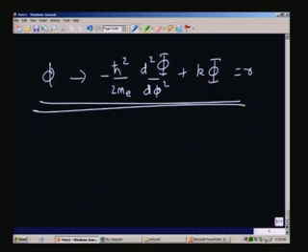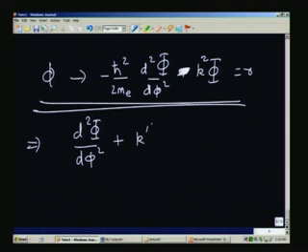Such equations are known to have very simple solutions. Let me write the constant with the minus sign, this should also be minus, and this is minus k square. Let me write this in the form of a slightly simpler quantity, in the form of say k prime square capital Phi is equal to 0.